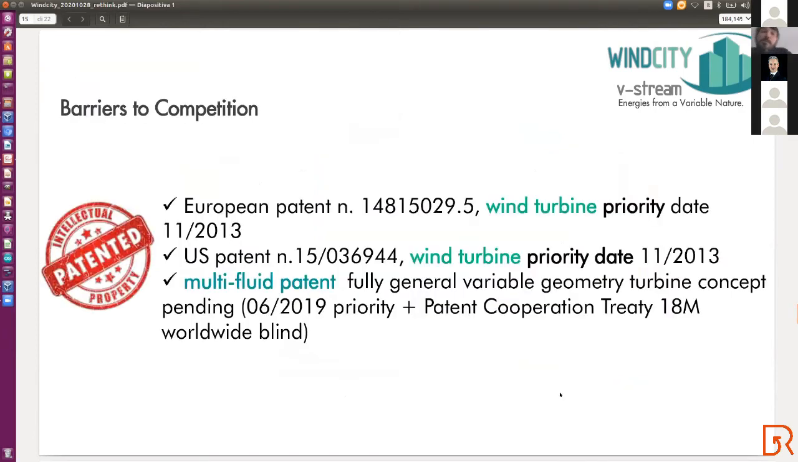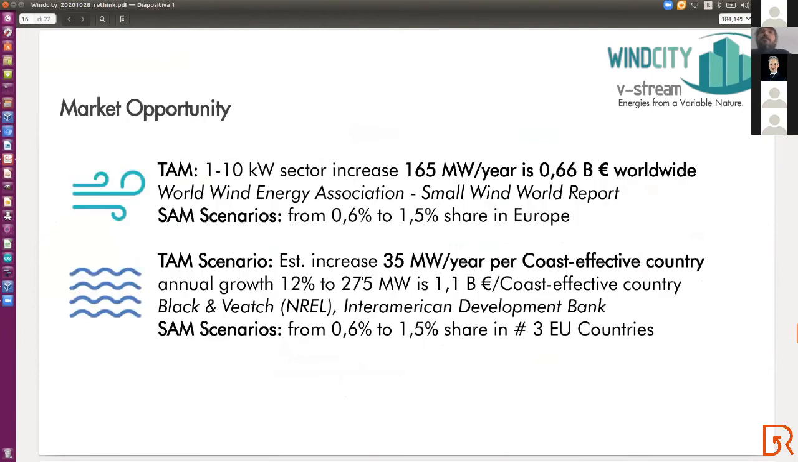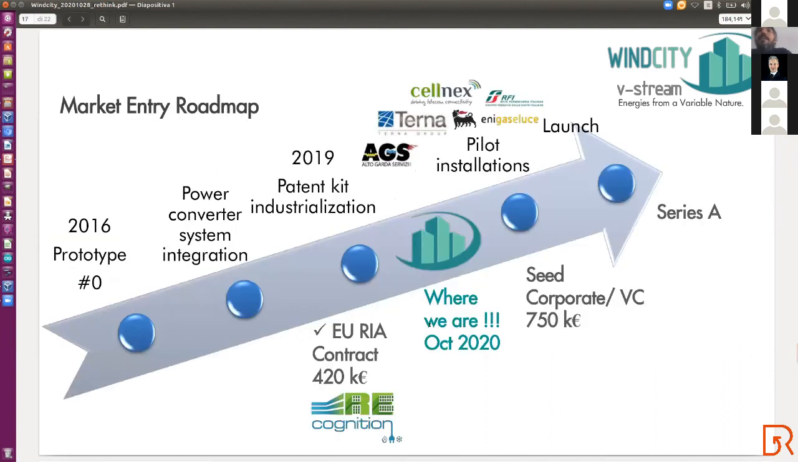And of course, we have barriers to competition. We have three kinds of patents. The last one is also for multi-fluid. And the market opportunity is very high, because we can stay in the market just with a scenario where we take just 0.6 to 1.5% of the market. And this is our market entry roadmap.